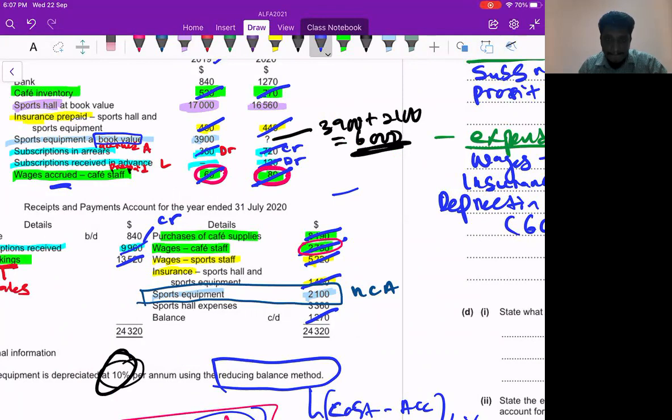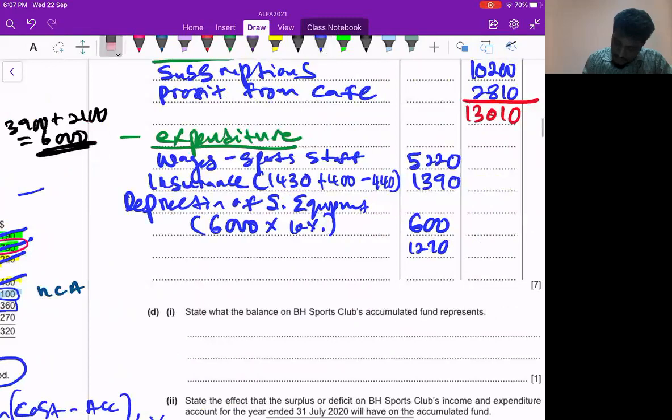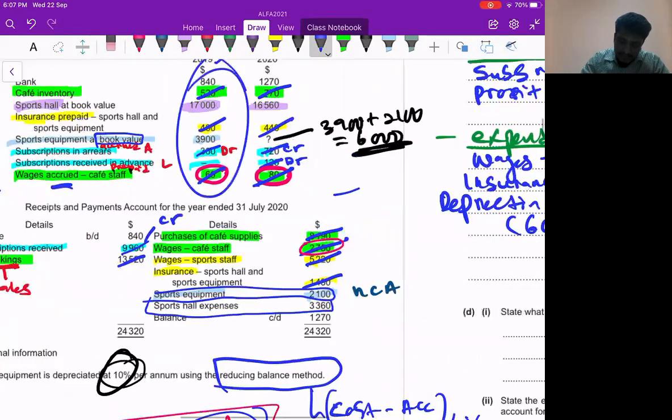Do you have anything? Sports hall expenses? Accrued or prepaid or something? Wait, my sports hall expenses is 3360, not 12. 3360. Do you have accrued or prepaid? If you have accrued or prepaid, then we will plus minus, but I didn't see anything.